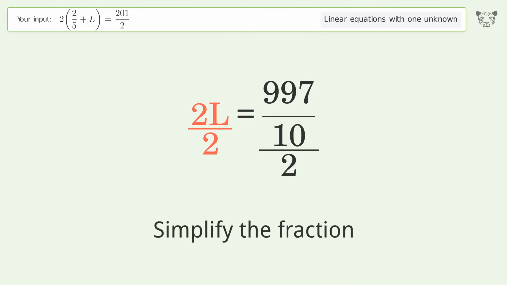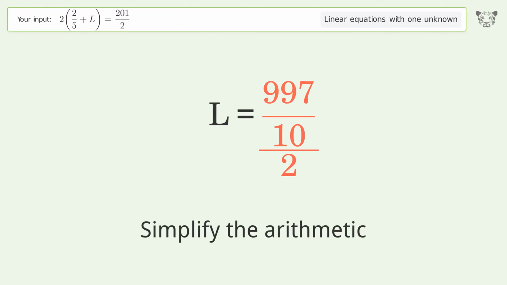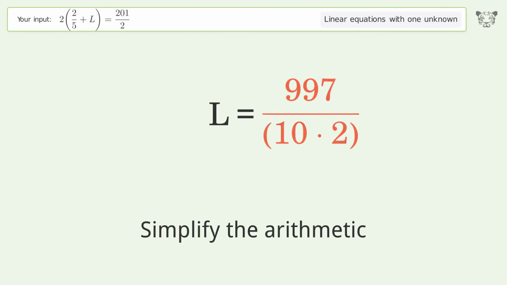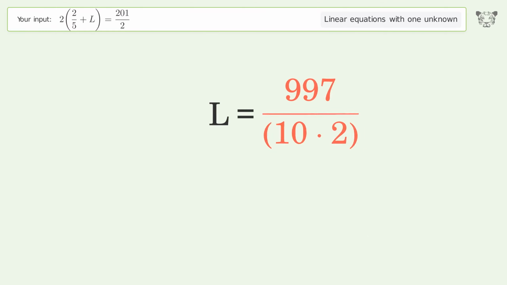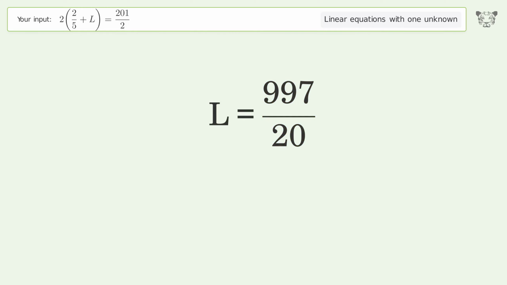Simplify the fraction. Simplify the arithmetic. And so the final result is L equals 997/20.